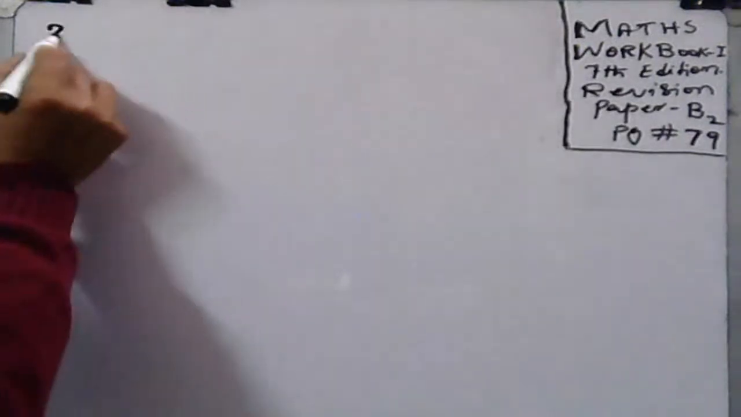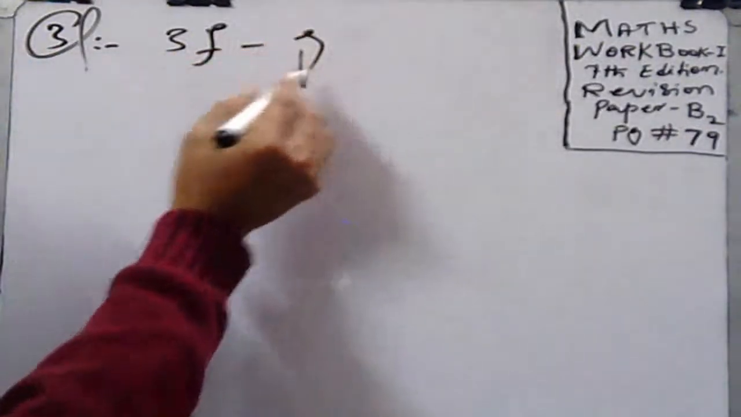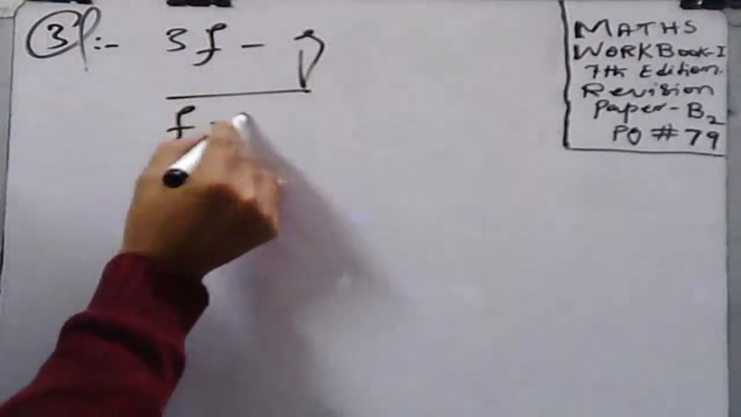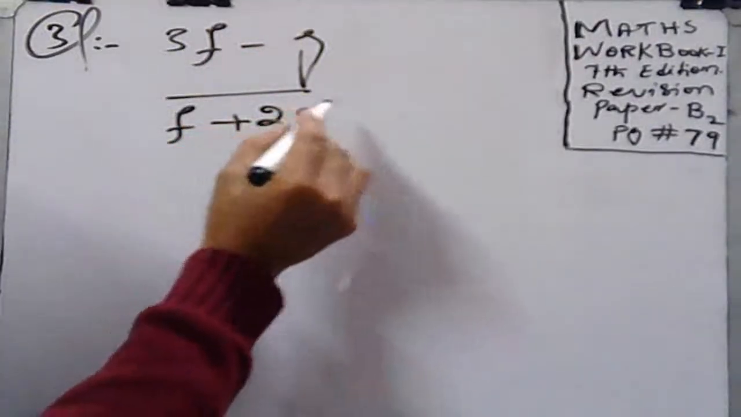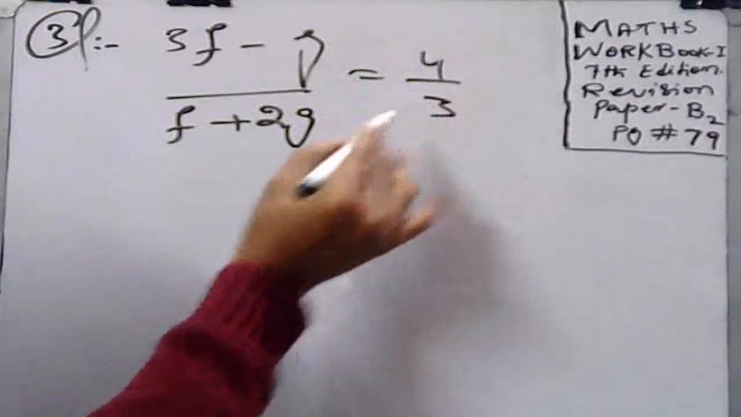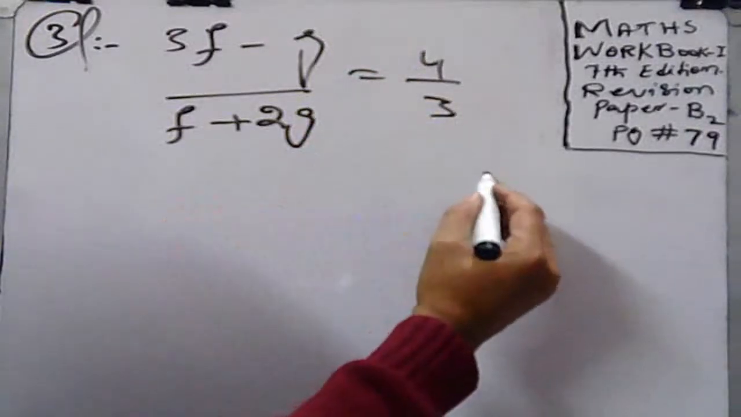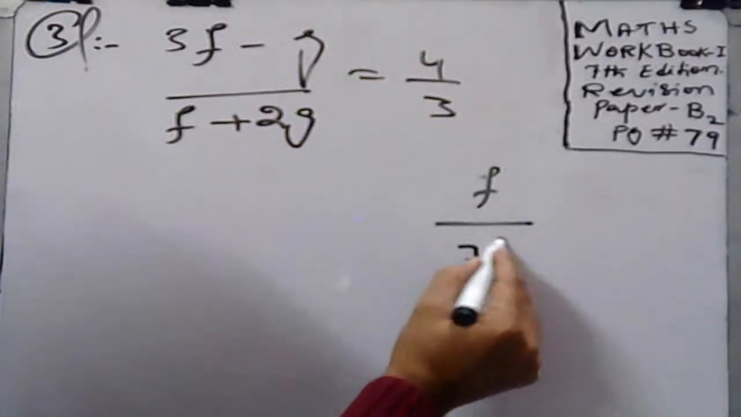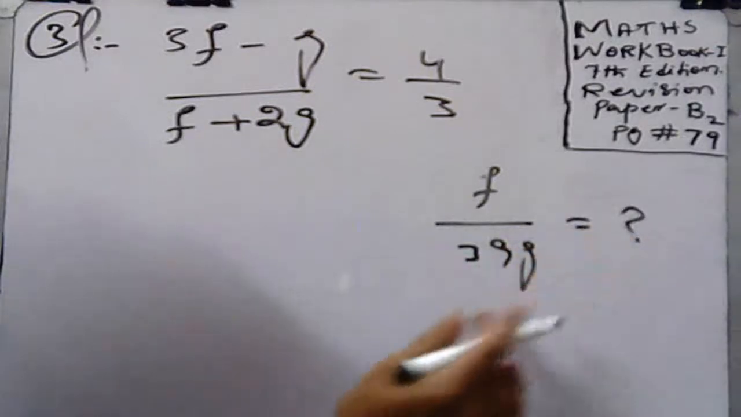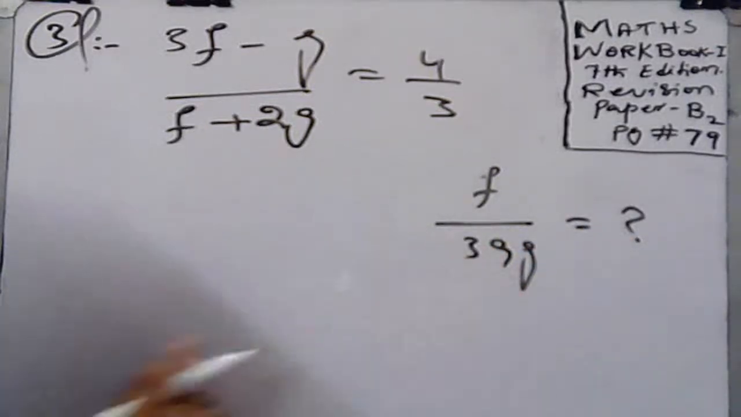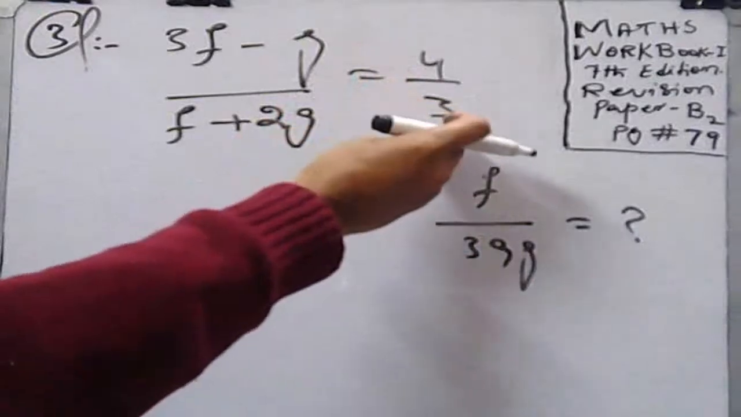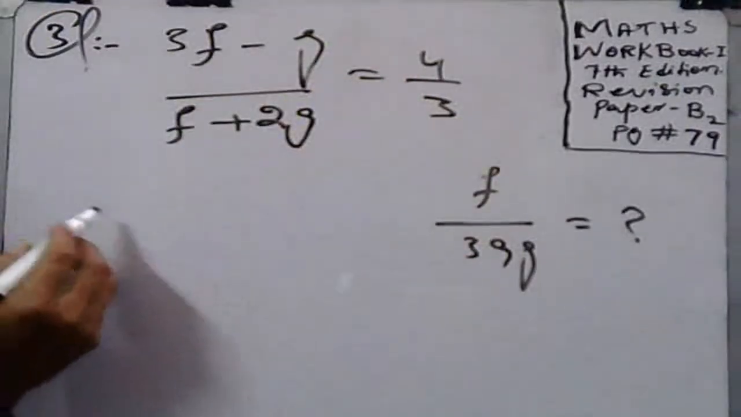Question number 3. (3f minus g) divided by (f plus 2g) is equal to 4 by 3. We have to find the value of f divided by 39g. We have to find the value of this one. So how can we find it? Similarly, we can use cross multiplication.